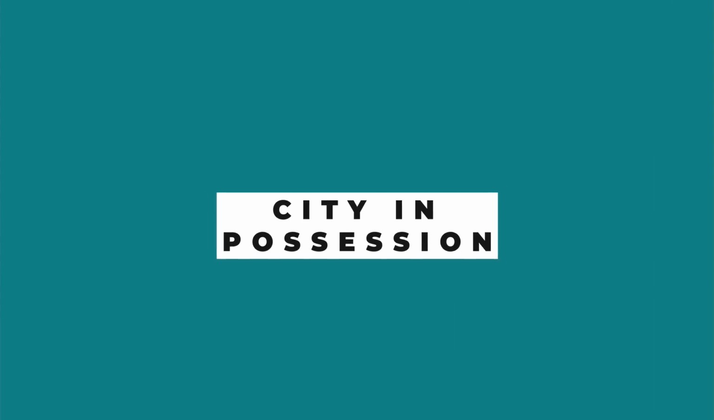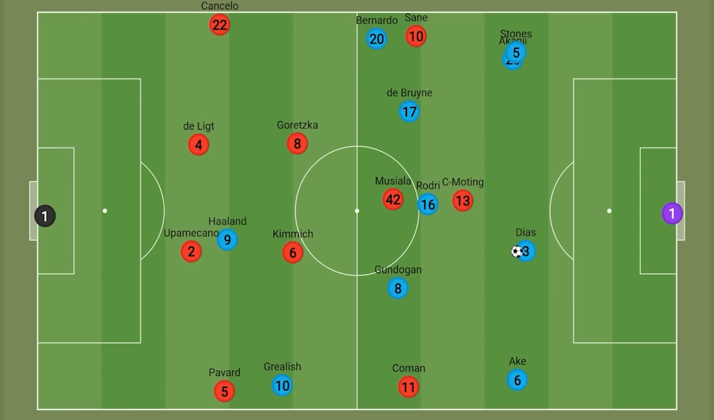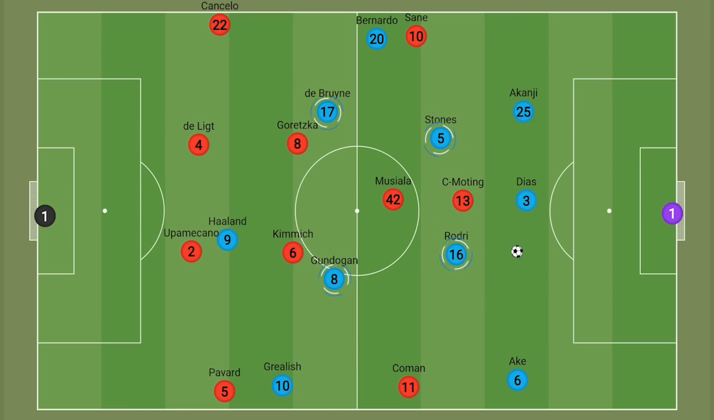But even when City were in possession, their shape left them vulnerable defensively. So it's important to note that rather than being a right back who inverted, Stones was a centre back who pushed up into the midfield, to be alongside Rodri, forming the double pivot and the midfield box, whilst Akanji would tuck in alongside Diaz and Ake.